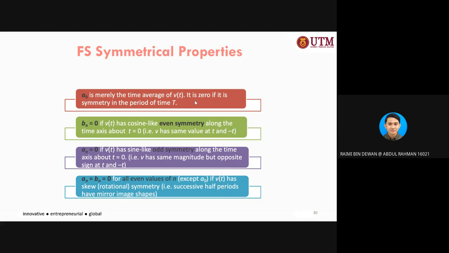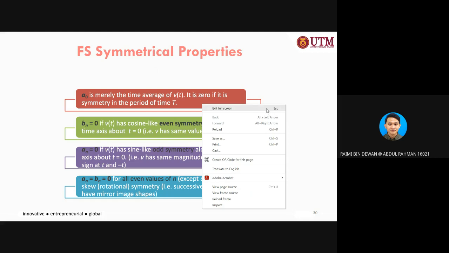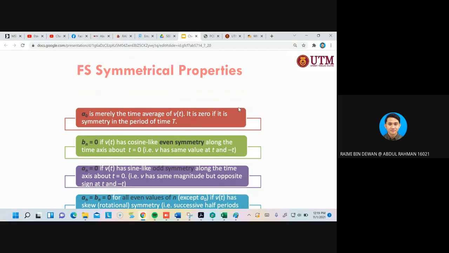Second, b_n equals 0 if the signal we have is cosine-like, with even symmetry. I think you guys know, right? Cosine symmetry, cosine signal.